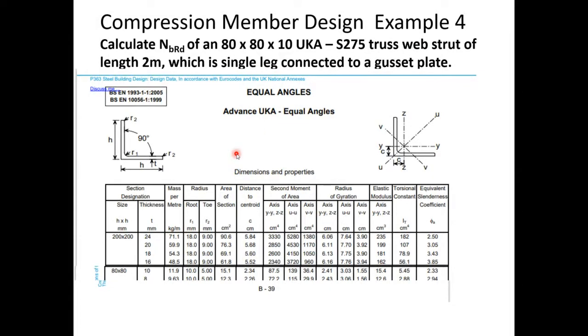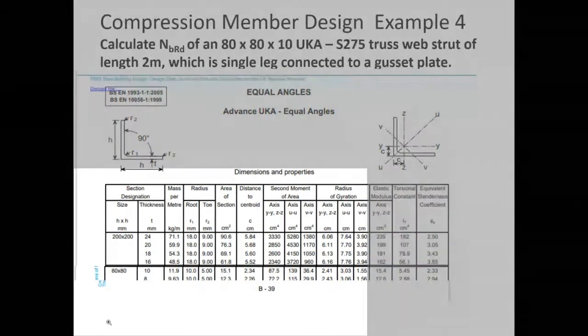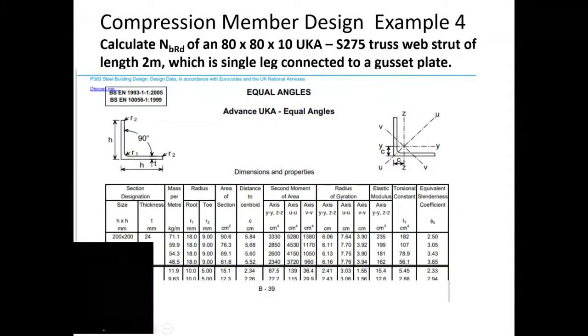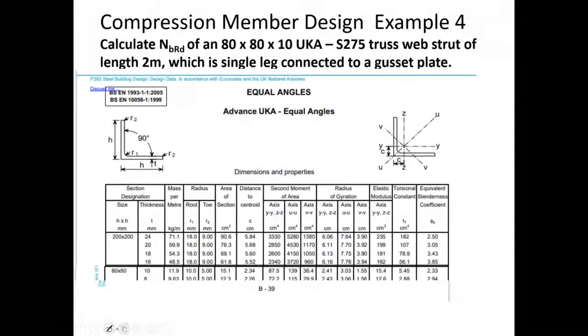Okay, so the first thing I need to do is go to the blue book. So this is the blue book, or P363, Steel Building Design is the official name for it, so it's the blue book. And then I'm going to page B39.